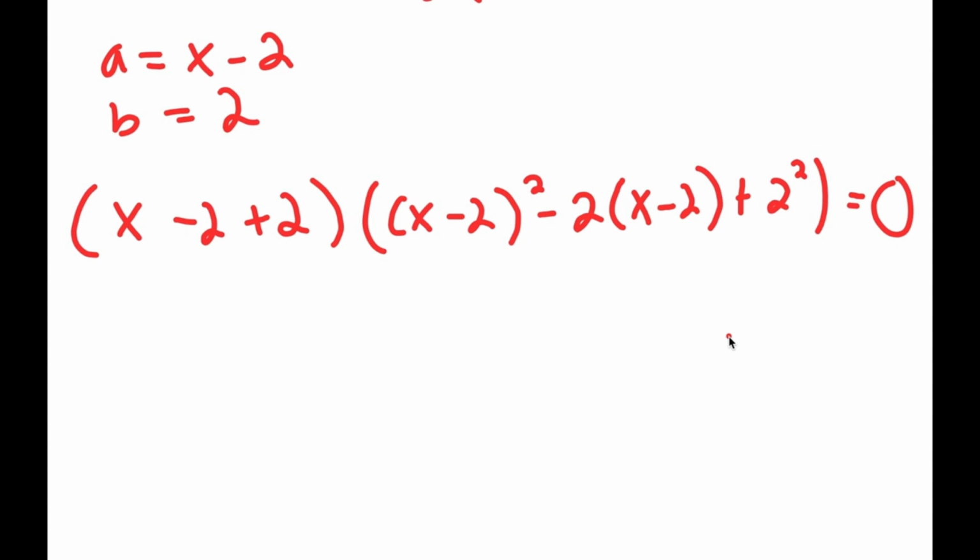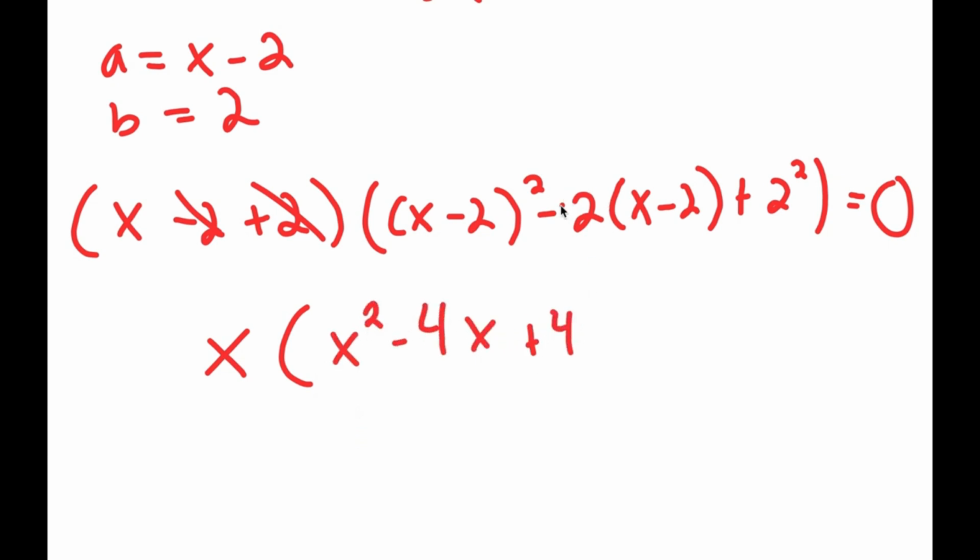Now we can simplify this. So negative 2 and positive 2 cancel out. So I get x times (x minus 2) squared, which is the same thing as x squared minus 4x plus 4. And then negative 2 times (x minus 2), I can distribute the negative 2. Negative 2 times x is negative 2x, and negative 2 times negative 2 is positive 4. And finally I have this plus 2 squared, which is equal to 4.